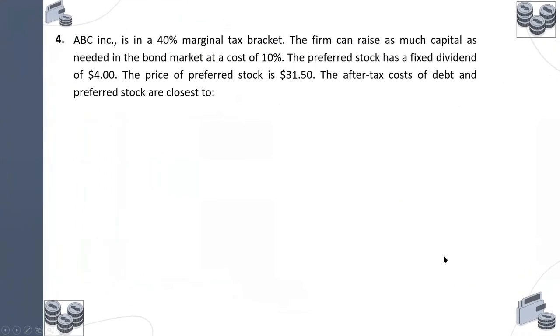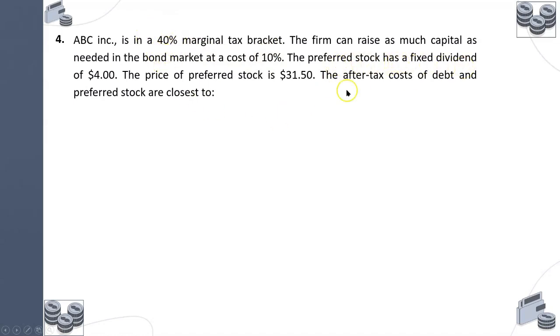Let us move to question number 4. ABC Incorporated is in a 40% marginal tax bracket. When you see the tax rate, do remember the expression 1 minus t. That is 1 minus 40%, which gives 60% or 0.6. The firm can raise as much capital as needed in the bond market at a cost of 10%. Bond means debt, so the cost of debt is 10% before tax. After tax, we multiply the 10% by the expression 1 minus t, which is 1 minus 40%.